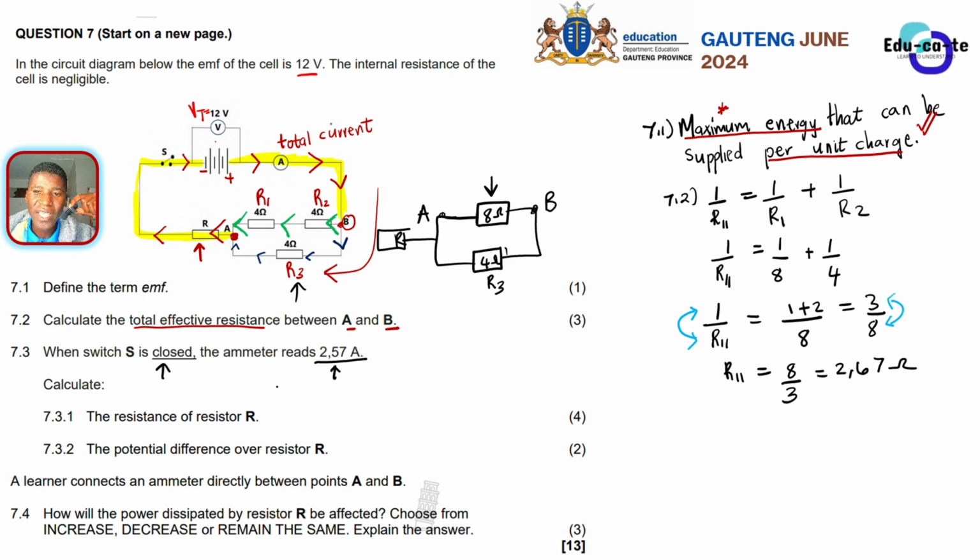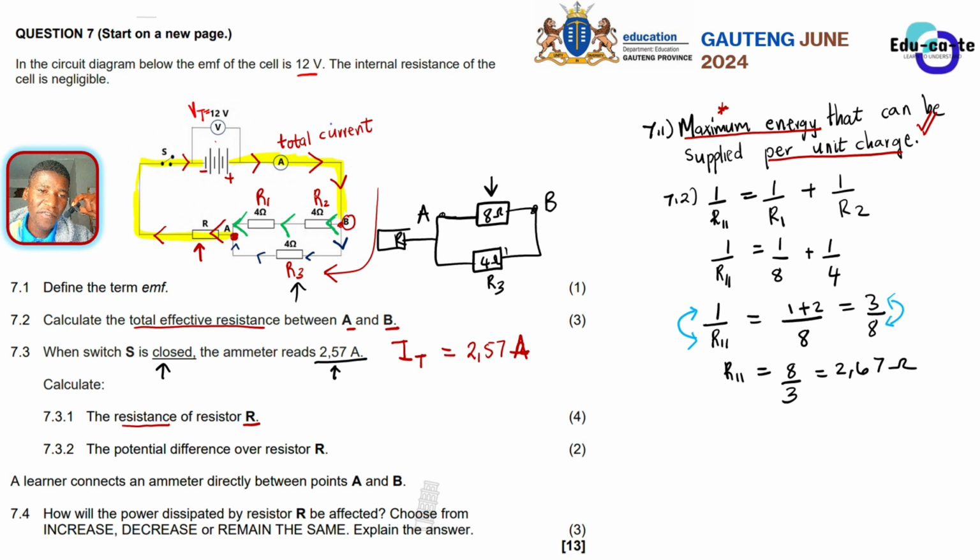So here, this fact tells us that we have the total current of the circuit. So I will write it and say that the total current, I total, will be equal to 2.57 amperes. So this is amperes. So 2.57 amperes. That's the total current of the circuit. Now they say calculate the resistance of resistor R.